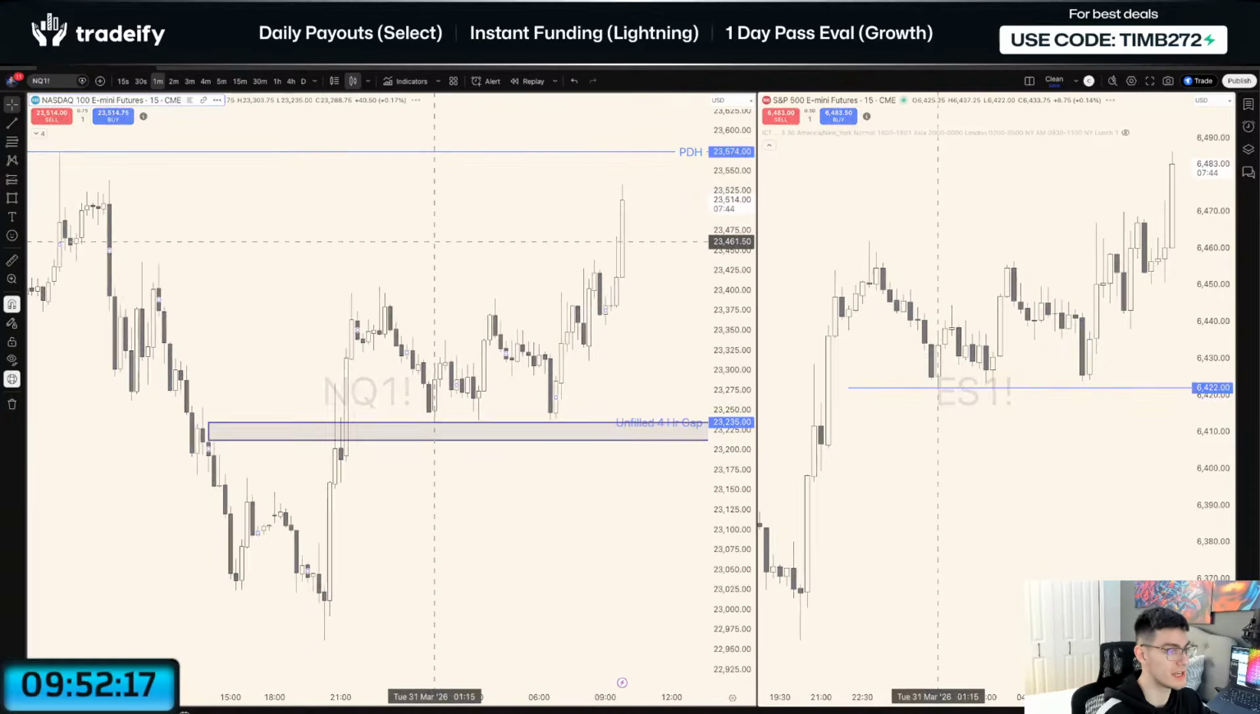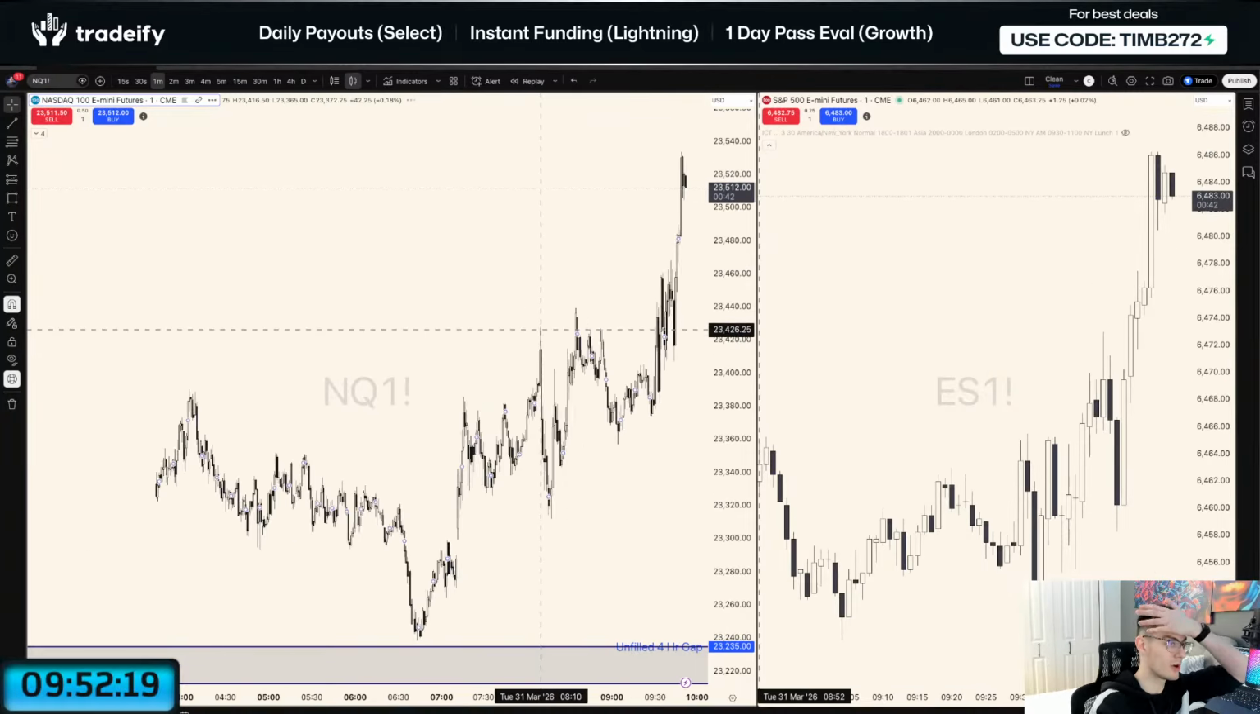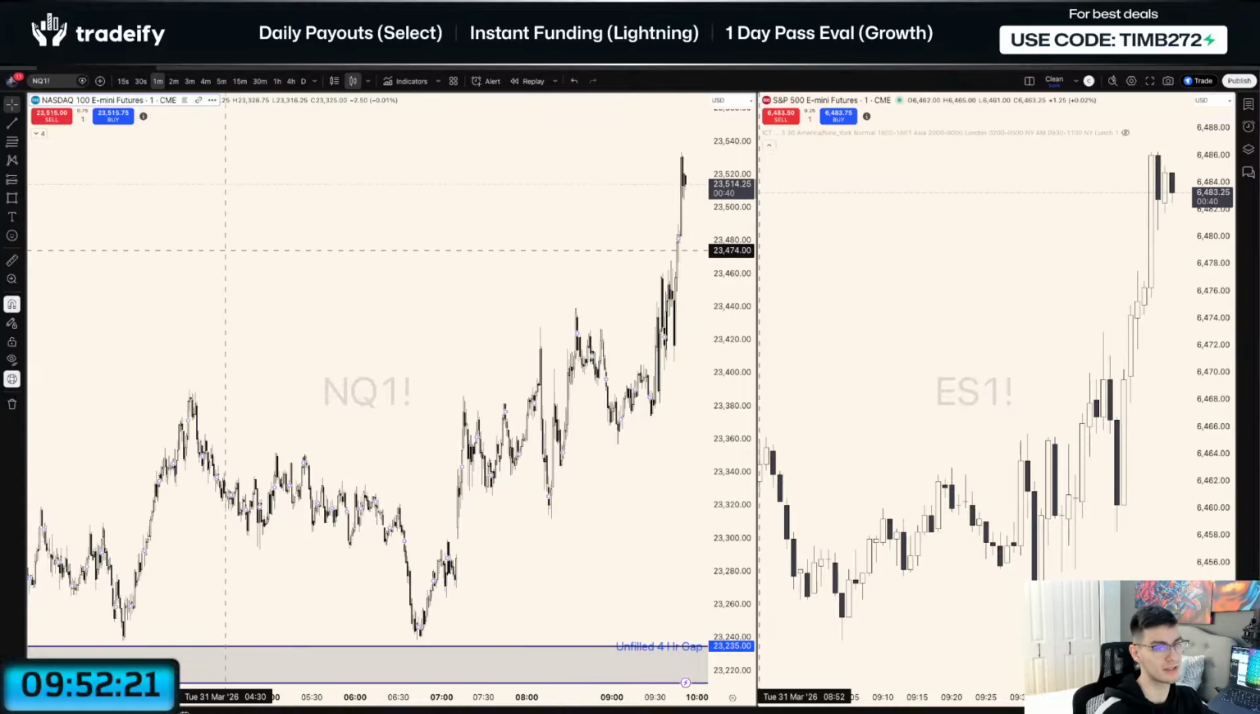And even if NQ wants to take out previous day high, I definitely want to see how we react off of it. If we sweep it and immediately dump down, I'd probably look for shorts. But at this point, I've got to wait for news in 8 minutes.